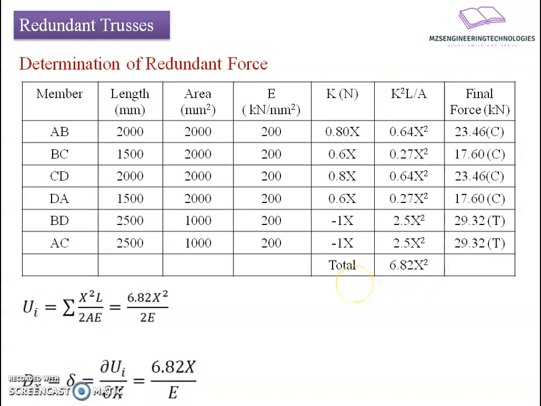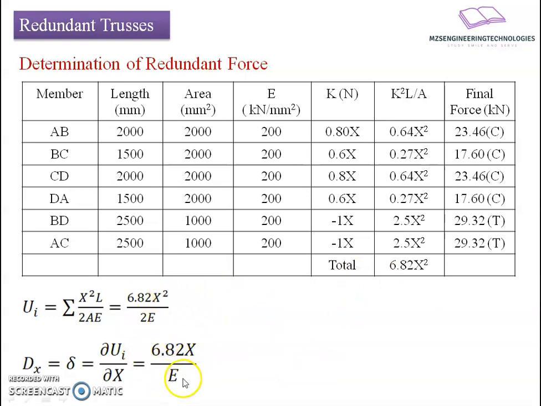To minimize it, what I will do is take the partial derivative of the energy stored by the system with reference to the redundant force. So we get the value dou U upon dou X equals 6.82 times X upon E, where we have considered the component X square, this will be 2 into 6.82 into X divided by 2 times E, the 2 gets cancelled, what remains is 6.82 times X upon E. If I further substitute the individual values here, E is 200 into 1 and divided by 6.82, resulting in a value of the redundant force as 29.32 kilonewton.